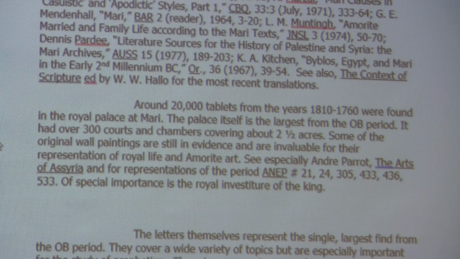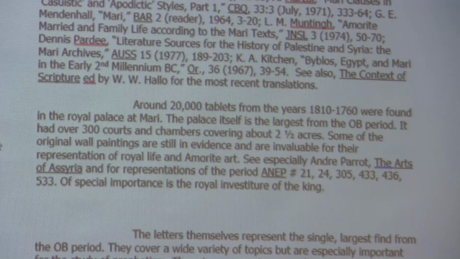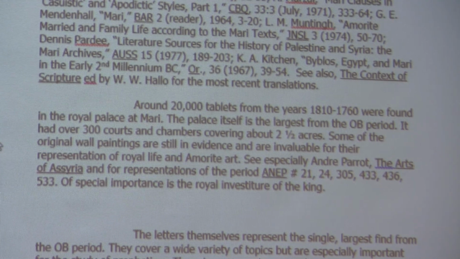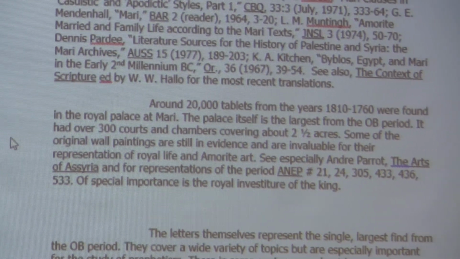Some of the original wall paintings are still in evidence and are invaluable for their representation of royal life and Amorite art. Every time I come to this, in spite of the fact that I've been doing it for many years, I always pause to remind myself how amazing this is. The art scenes have survived 3,600 years, nearly 4 millennia. We still have art scenes. I can't get paint to last on my doorstep for much more than a couple of years. So that says something about modern technology.